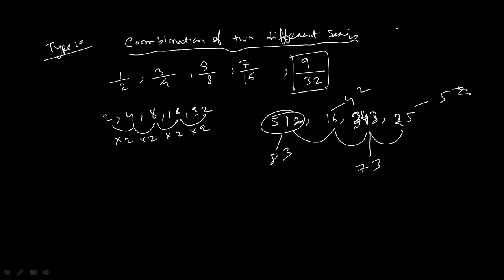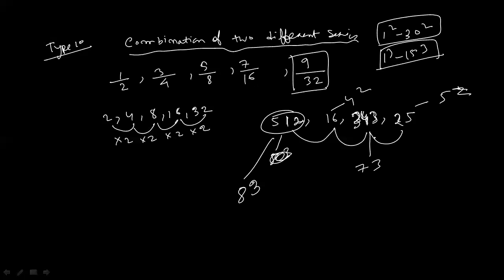That's why I told you that you have to remember the cubes. First the squares, from 1 square to at least 30 square, you have to remember. Then cubes, from 1 cube to 15 cube. Then it will be easy for you. Now if you know that 512 is 8 cube and 343 is 7 cube, then it will be easy. So let me write down once again the series 512, 16, 343 and 25.